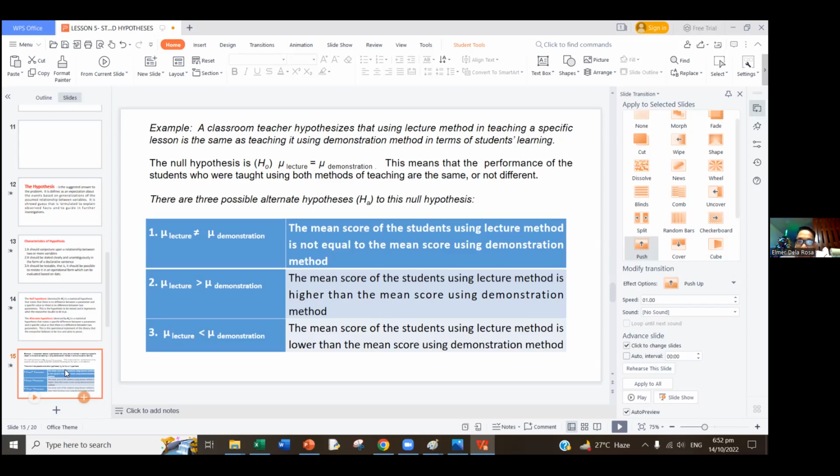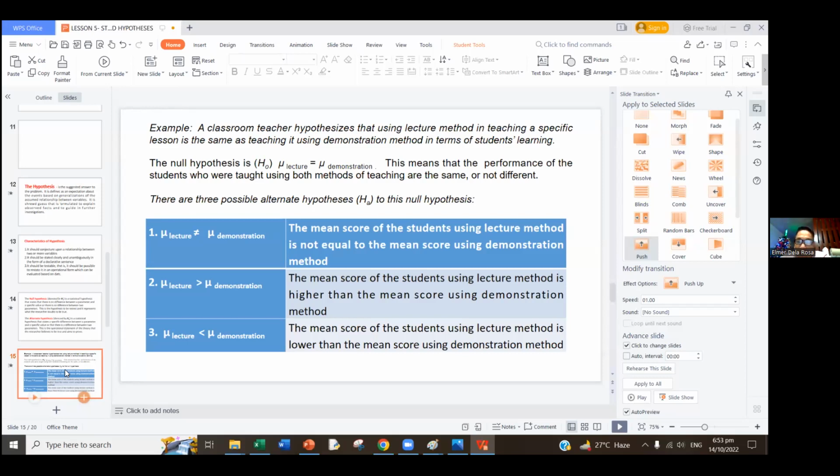Ngayon, yung pangalawa, very sure ka. Meron kang a priori expectation. Kaya ang sabi mo, lecture is better than demo. That's also alternative. Ang tawag dyan, directional. Kasi meron na siyang direction. Greater than daw si lecture. This means that students using lecture is higher than using demo. The other one is directional, pero lower naman daw. Lecture is lower than demo.